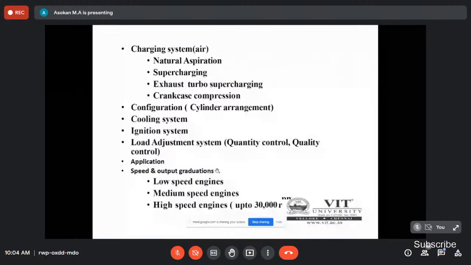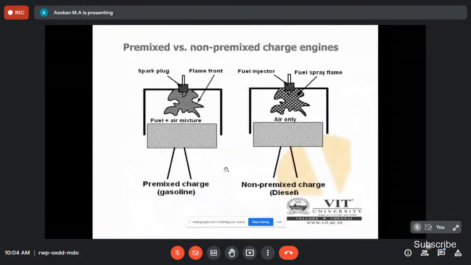We'll discuss these one by one slowly. Okay, next, what are pre-mixed and non-pre-mixed charge engines? I already told you, in the SI engine the air-fuel mixture is prepared in the carburetor outside of the engine, which supplies the correct amount of air-fuel mixture to the engine during the suction stroke. So before entering the cylinder, the charge is already thoroughly mixed in the carburetor, even during the suction and then during the compression.